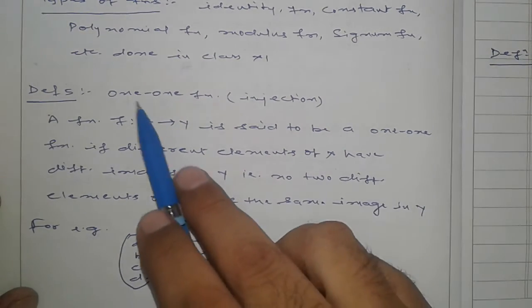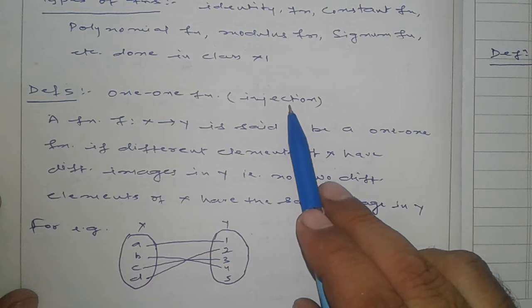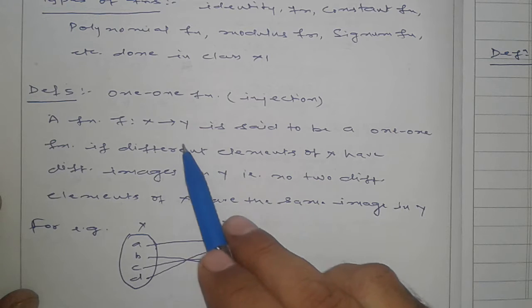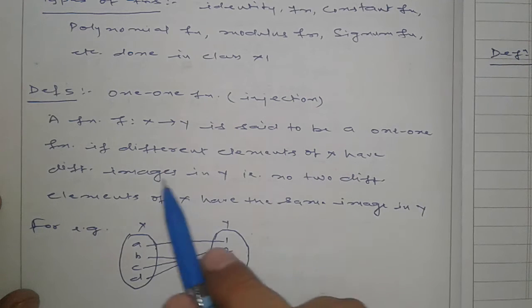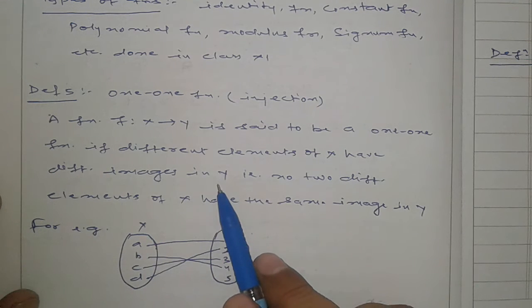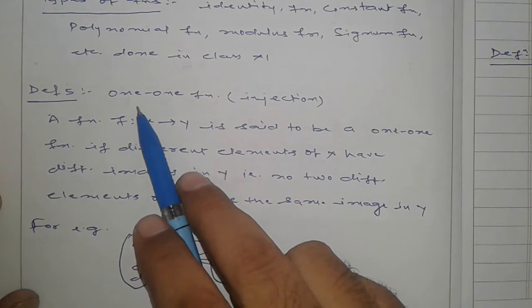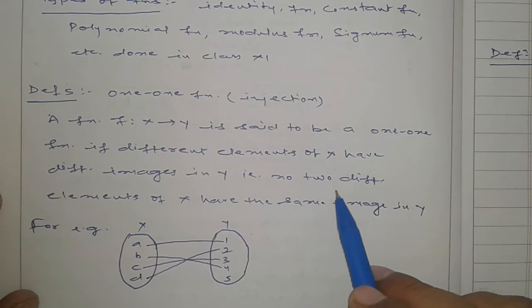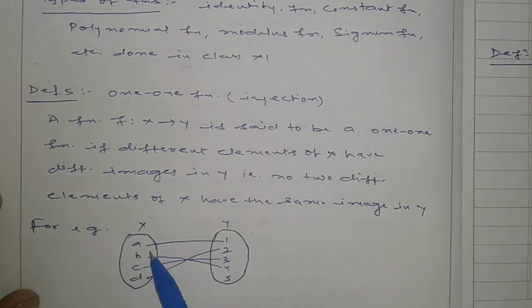Now what is one-one? As its name suggests, one-one function, or it is called injective or injection. A function f from x to y is said to be a one-one function if different elements of x have different images in y. हर एक x की जो इमेज है वो y में डिफरेंट होगी, 1-to-1 कॉरस्पॉन्डेंस. That is, no two different elements of x have the same image in y. ऐसा नहीं हो सकता कि x और y, a और b दो लिया, दोनों की इमेज 1 होगी.